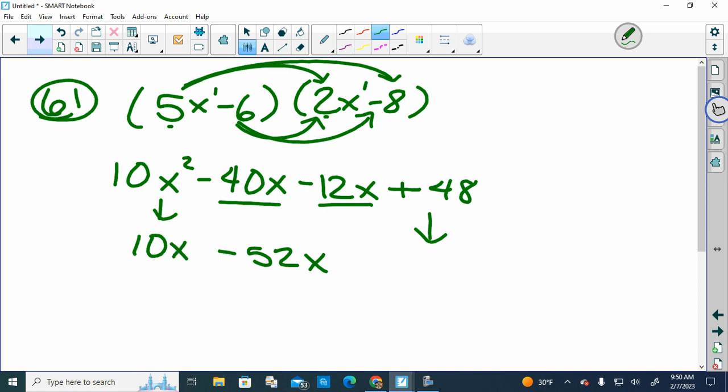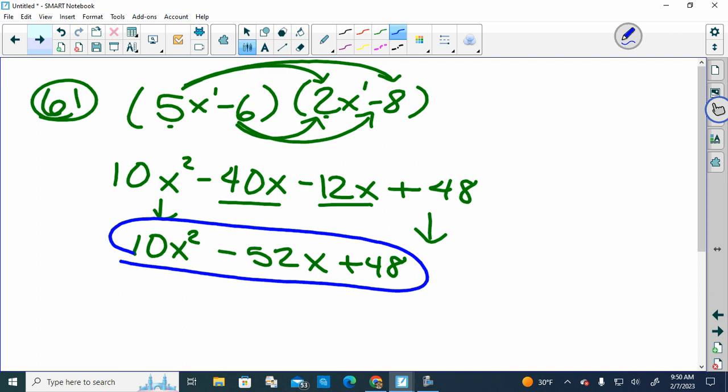So it's 10x squared minus 52x and a positive 48. That is my final answer. So just be careful of your signs, not losing track of what you do when you add and subtract, take the sign of the larger number.